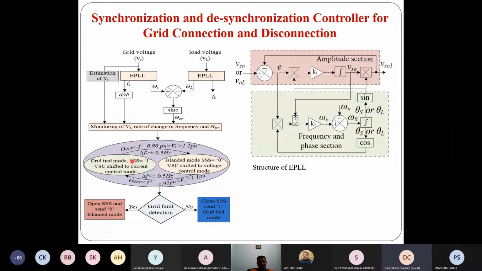So if these parameters, theta error, per unit voltage, and change in frequency, are within the limit, we are having a grid connection. If these are not within the limit, we don't have the grid connection.